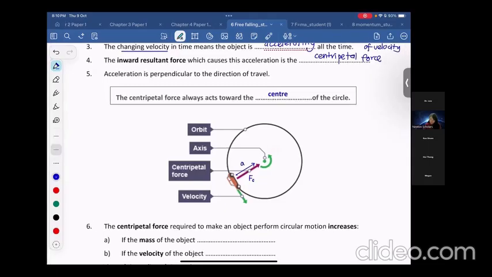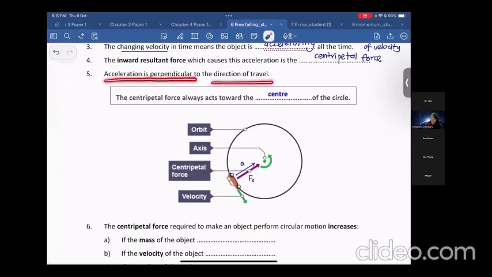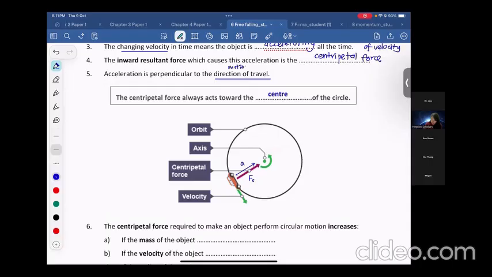Number 5, acceleration is perpendicular to the direction of travel. The direction of travel is the motion, or we say the velocity direction. So the object is here, and this is the velocity, or direction of travel or motion. Can you see that they are 90 degrees?